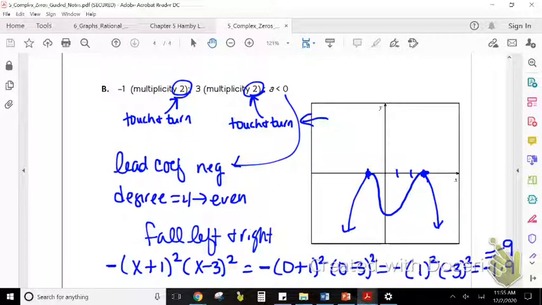So my y-intercept is negative, which is what I'm showing in my graph. So we've probably got it correct then. All right, guys, that's the end of 2.5.